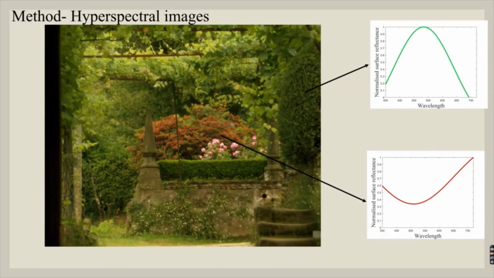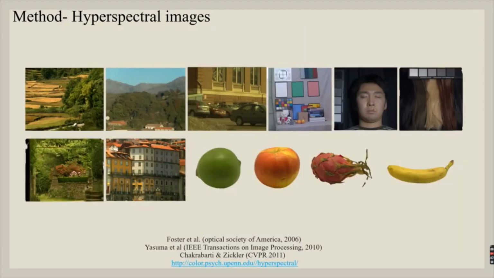Hyperspectral images are images where the spectral information is available for each single pixel. As a result, they are very large files. Here you can see the variety of hyperspectral images we used in our studies. The colors in these images cover a large part of the perceptual color space so that we can make sure that the results don't depend on the color.